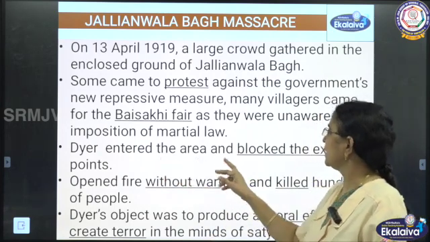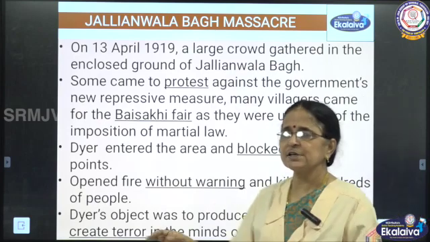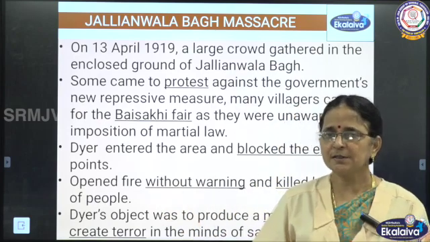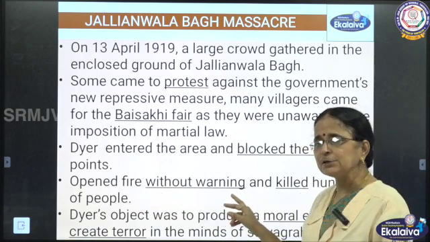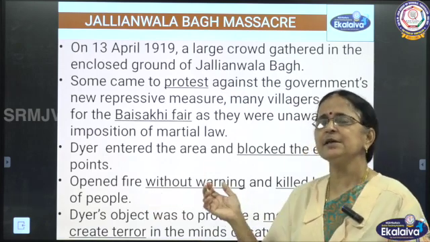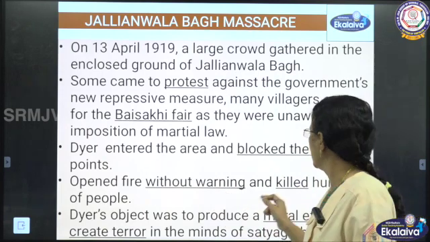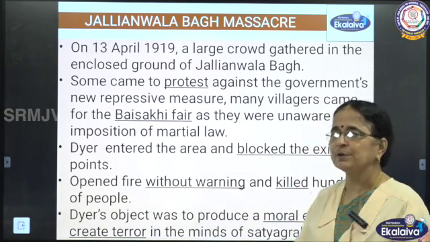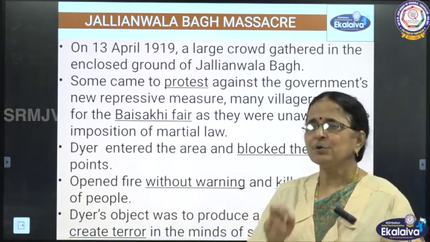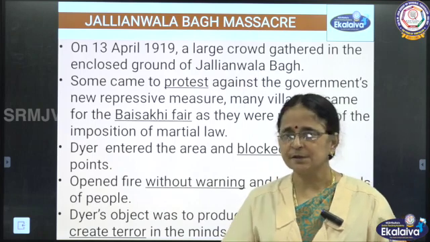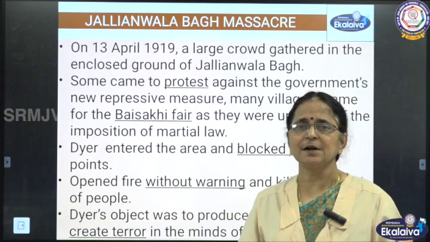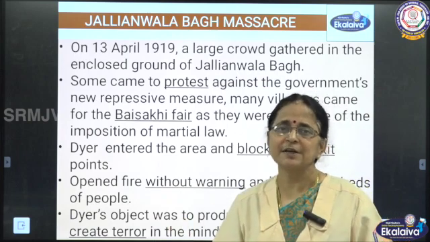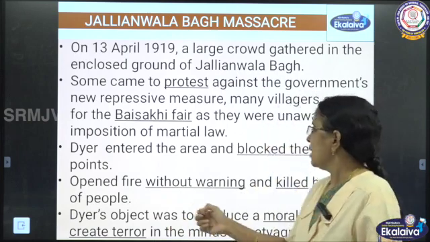General Dyer entered the area and blocked the exit points. He closed all the exit points in the garden. He opened fire without warning. He did not caution the people. Suddenly he started firing, shooting, and killed hundreds of people. About 379 people were killed in this massacre, according to a later account.